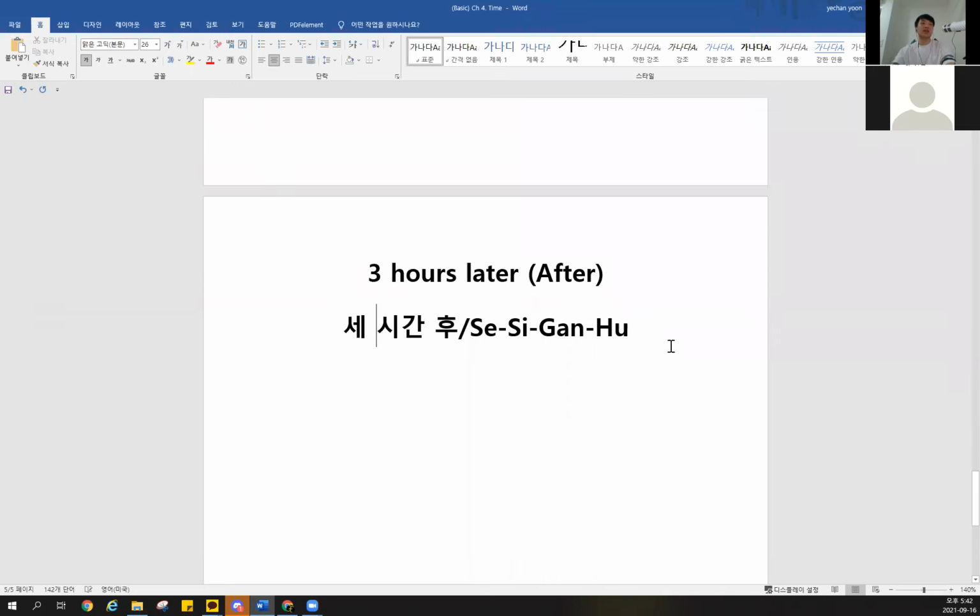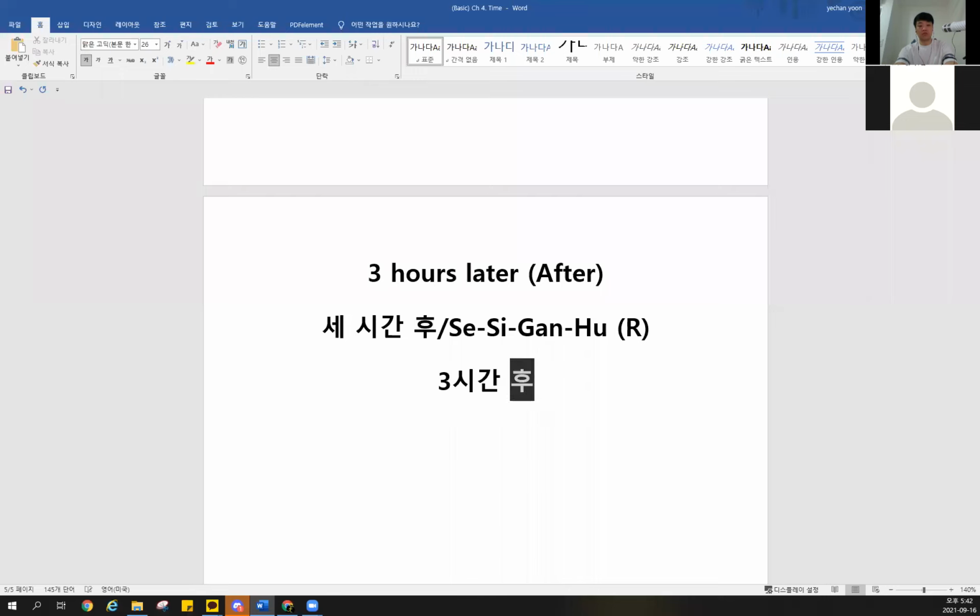So it's gonna be 3시간 후. This is how you can read it, guys. But if you want to write it down, how can you write? Just use the number. That's all. Like this. 3시간 후. Super duper easy, right?